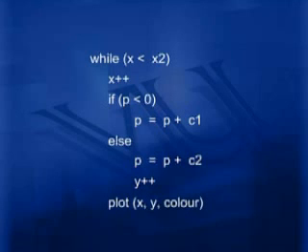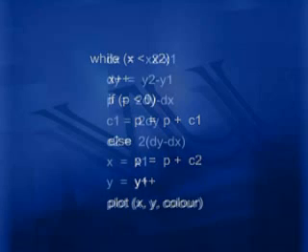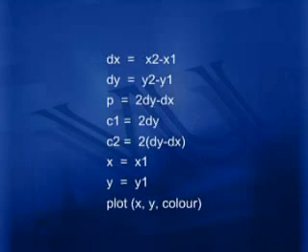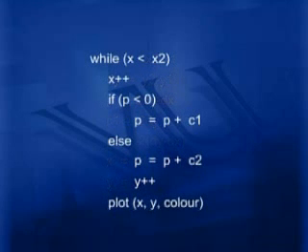x میں انکریمنٹ کریں ایک کا, x پلس پلس انکریمنٹ x by 1. if p, the decision variable, has a value less than 0, then calculate the new p as original value of p plus c1. Can you recall? c1 میں کیا ہے 2dy اور c2 میں کیا ہے 2 times dy minus dx. So we calculate the new value of the parameter as original value of parameter plus c1.